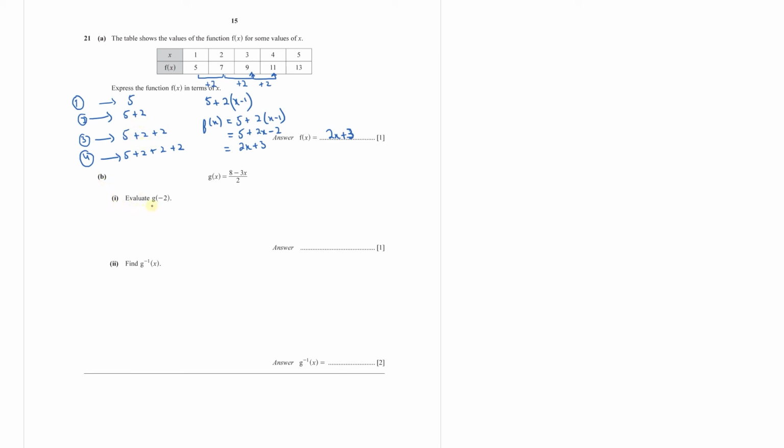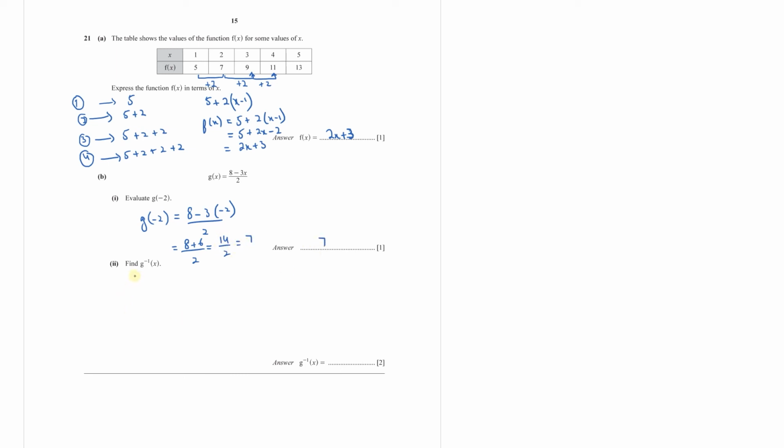So the next part is evaluate g of minus 2, where g of x is this. You simply substitute the value of x here with minus 2, so that would give you 8 minus 3 times negative 2 over 2. 3 times 2 would be 6, and this becomes positive. 8 plus 6 is 14 by 2, which is 7. So your answer is 7 here.